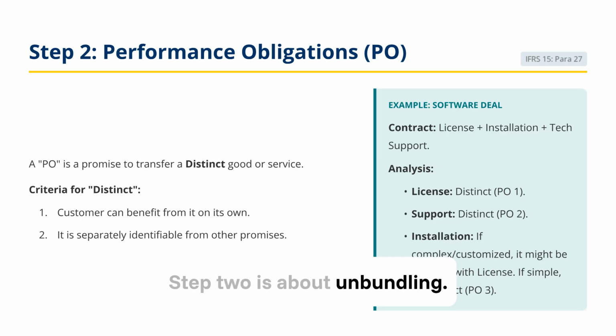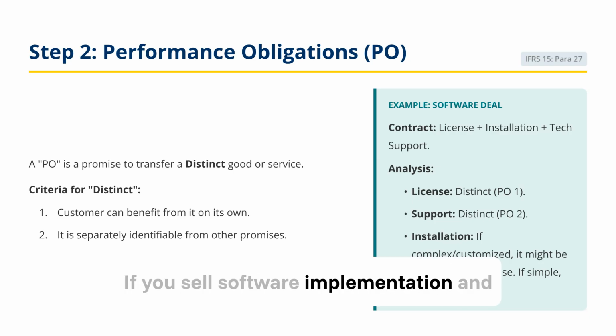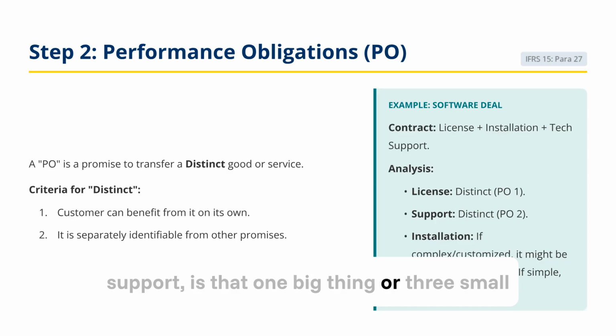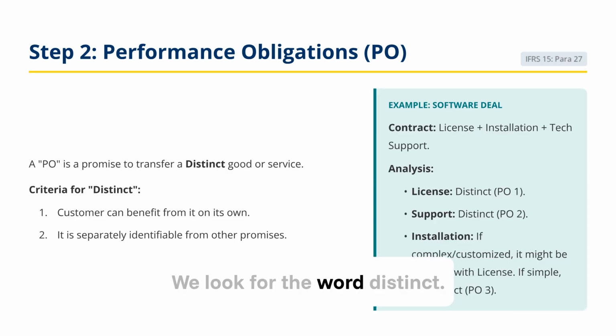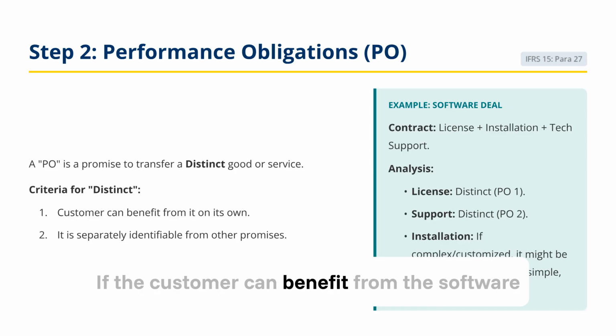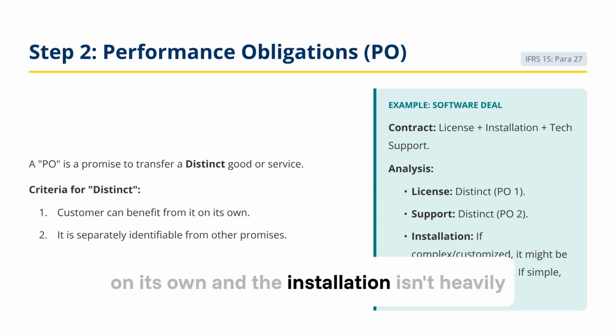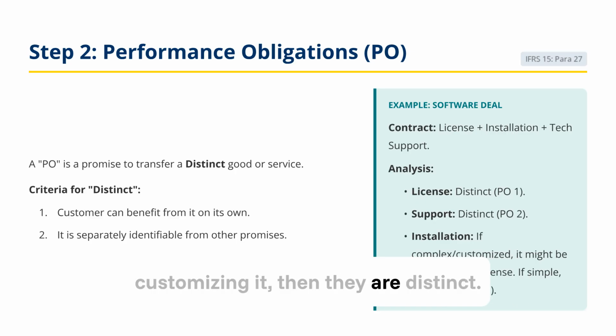Step 2 is about unbundling. If you sell software implementation and support, is that one big thing or 3 small things? We look for the word distinct. If the customer can benefit from the software on its own, and the installation isn't heavily customizing it, then they are distinct. You must account for them separately.